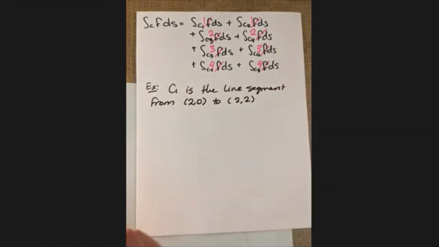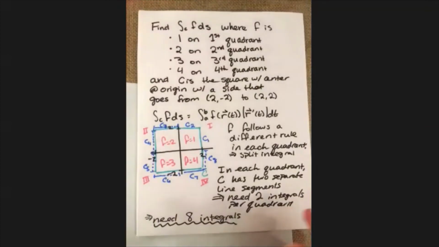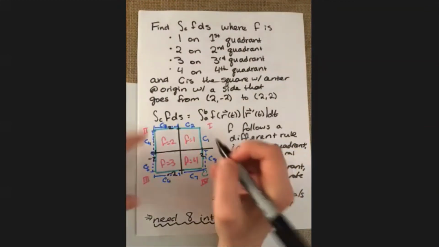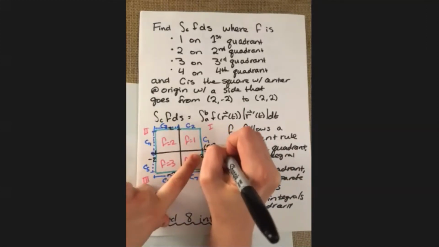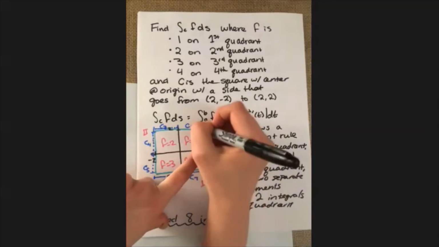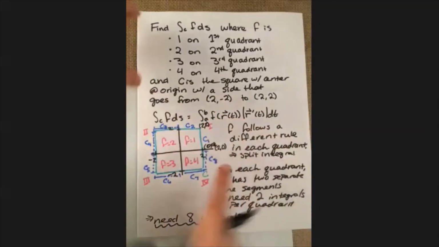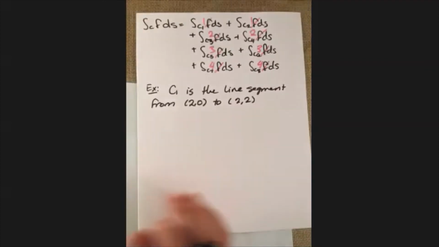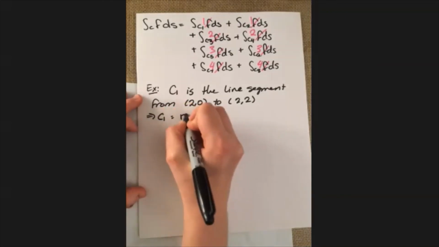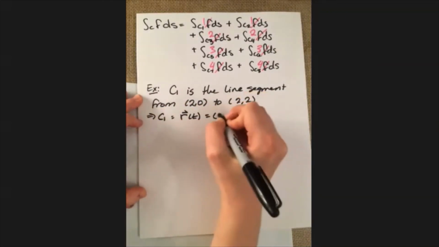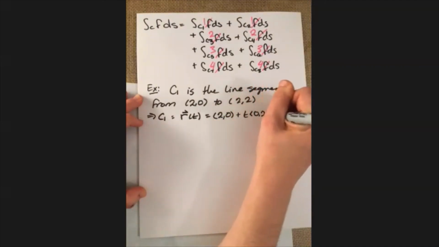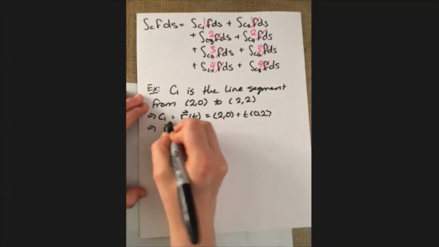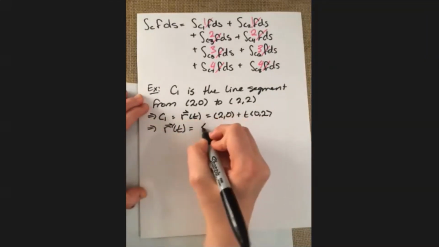Okay, so let's go back and look at our picture that we drew. I highly recommend that you draw pictures for these kinds of problems when you can, because it makes it a lot easier. So this point right here is (2, 0), and it goes up here to (2, 2), which is what C1 does. So that's this line segment right here. We need to parameterize that. So C1 is equal to r of t, which, after it's parameterized, is (2, 0) plus t times (0, 2). So my derivative, r prime of t, is equal to (0, 2).